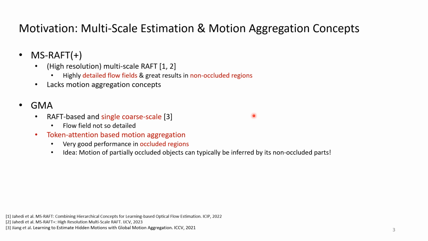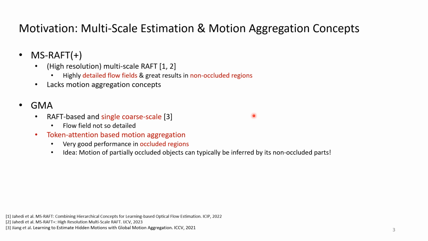MS-RAFT and MS-RAFT Plus were both multi-scale variants of RAFT, and they yielded highly detailed flow fields, and they were excellent in non-occluded regions. On the other hand, GMA was a single-scale approach, and they computed the flow on 1/8 the resolution.